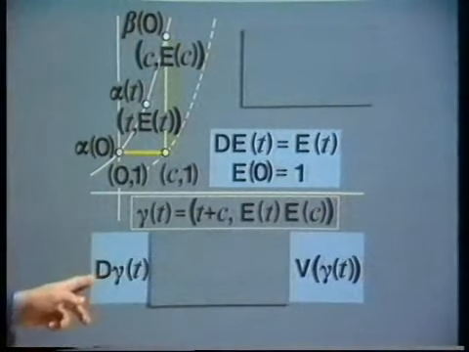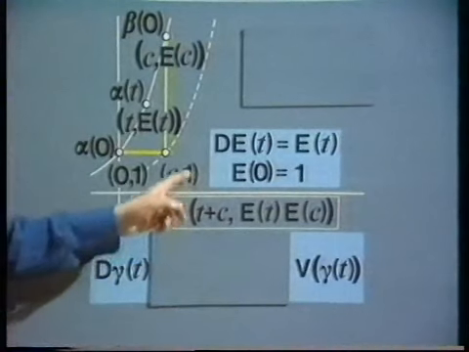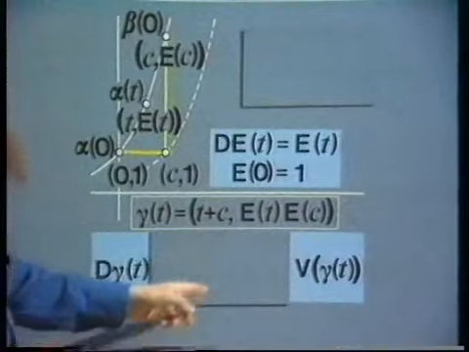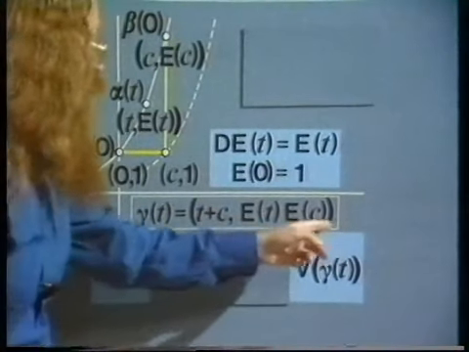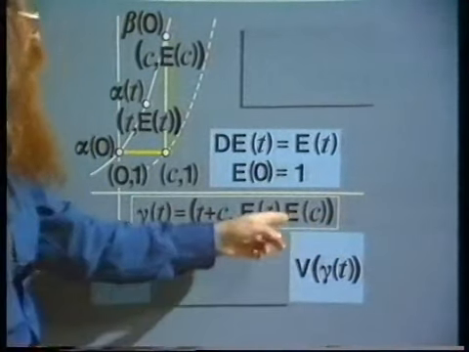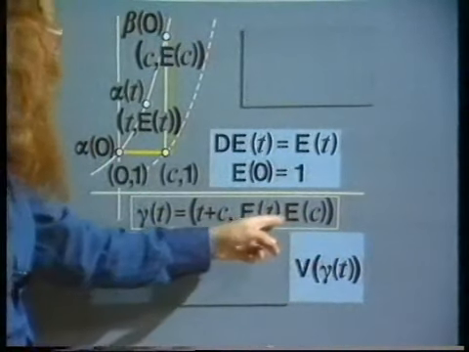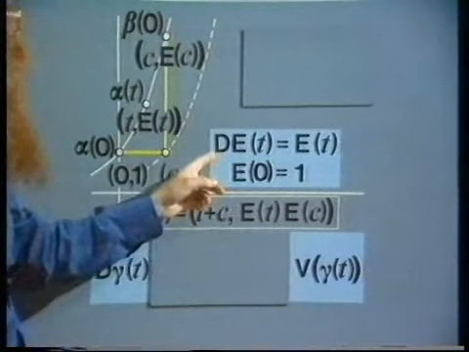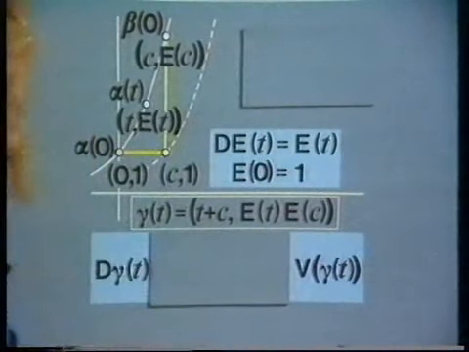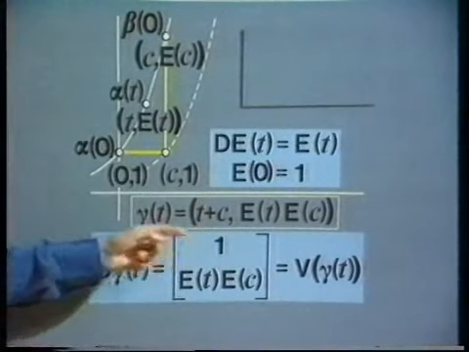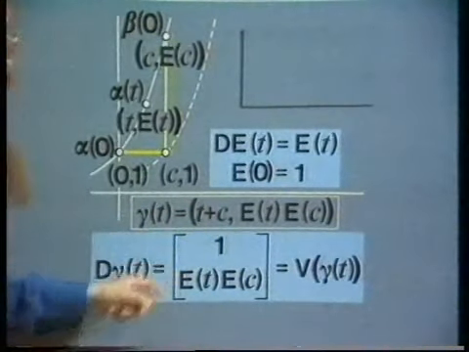Now, the first component of gamma t is just equal to 1, because when we differentiate this, we get 1. And the second component is just equal to the y coordinate of gamma t, because when we differentiate, this constant remains unchanged, and the derivative of E of t is just E of t again. So d gamma of t has components 1 and the y coordinate of gamma t.